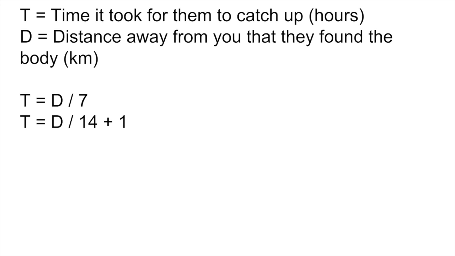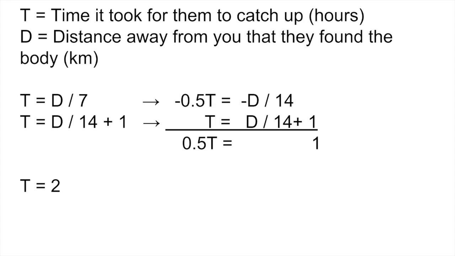I decided to make t equal the time it took for them to catch up in hours, and d equal the distance away from you that they found the dead body in kilometers. This means that t will equal d divided by 7, and notice that t will equal d divided by 14 plus 1. If we divide t equals d divided by 7 by negative 2, then we can convert it into negative 0.5t equals negative d divided by 14.